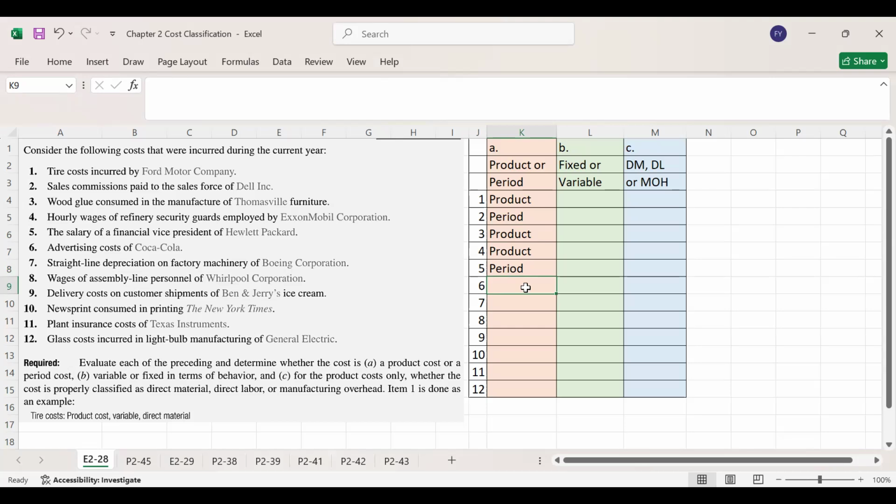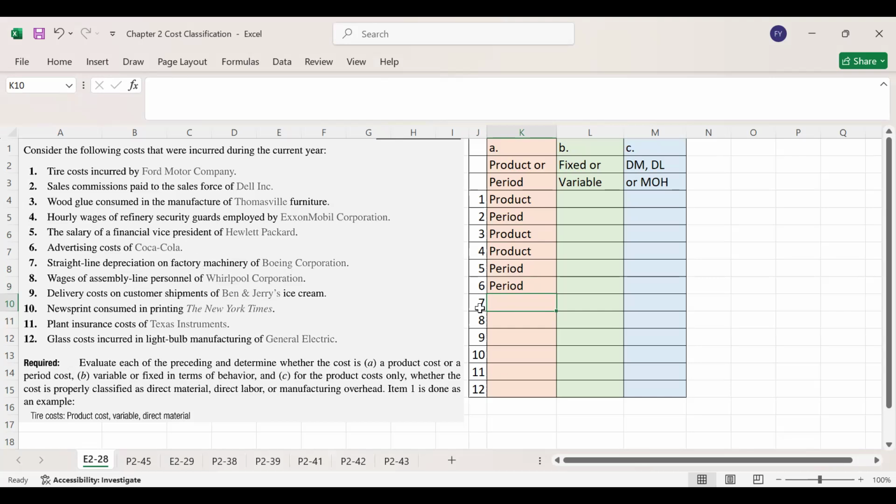So advertising cost is a period cost. The next is straight line depreciation of factory machinery of Boeing Corporation. Factory machinery is the place where goods are produced, so depreciation on factory machinery is a part of factory expenses. Factory expenses are again a part of product.